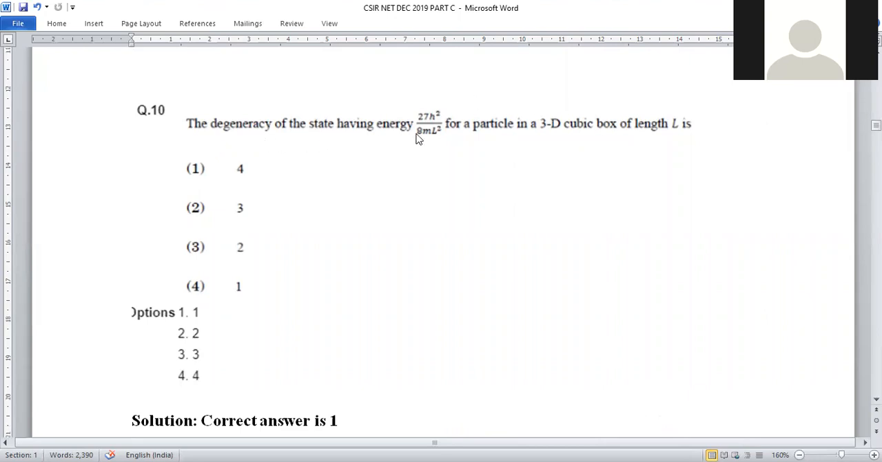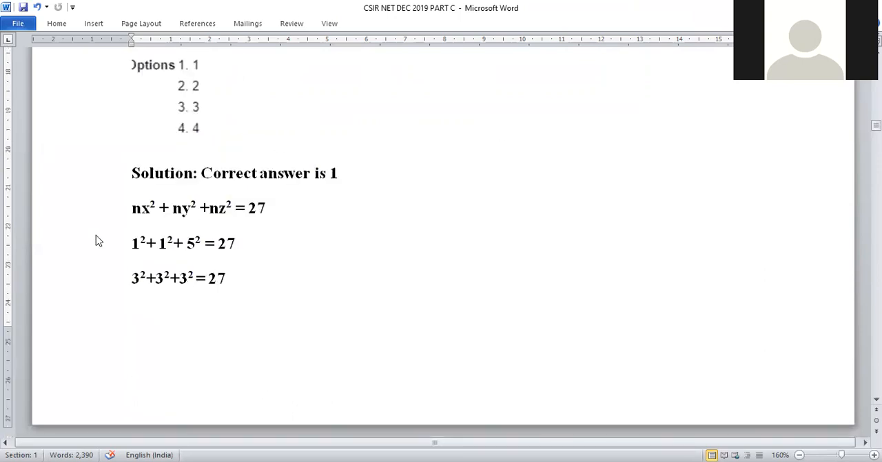The degeneracy of the state having energy 27 h square by 8 m L square for a particle in a 3-dimensional cubic box of length L is given like this. So we have to find out the degeneracy. In order to find the degeneracy, we have to take this energy term 27 h square by 8 m L square. So here 3 coordinates nx square, ny square, and nz square. The sum of these values is given as 27, right?